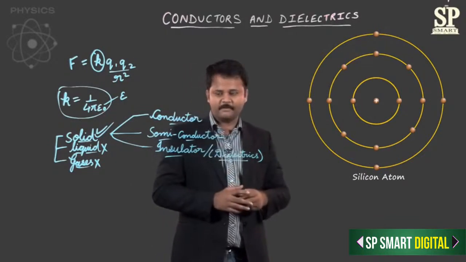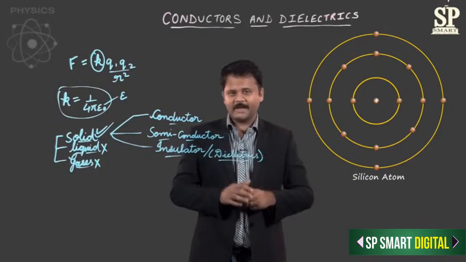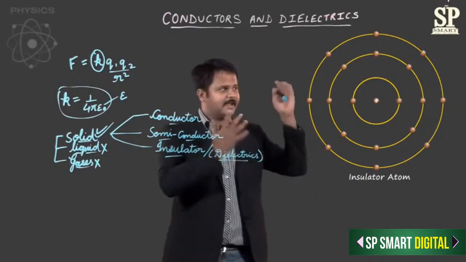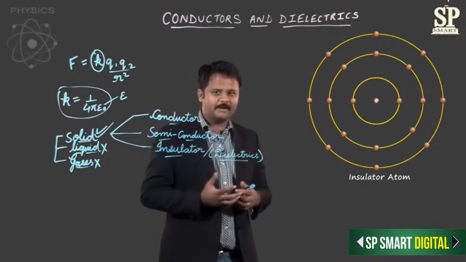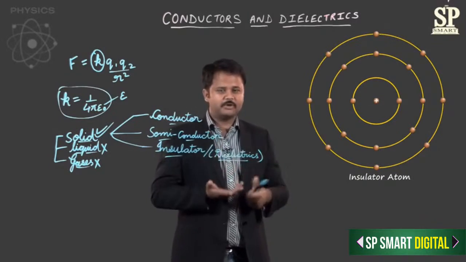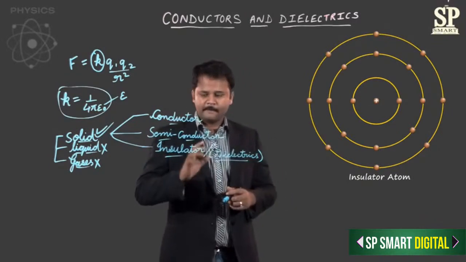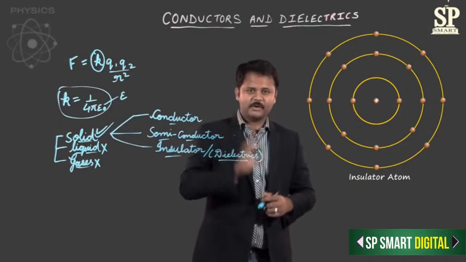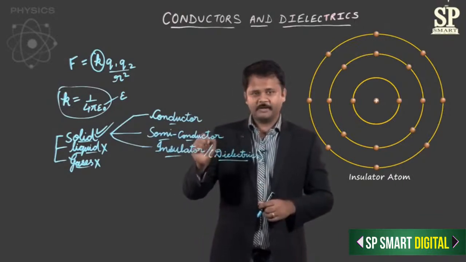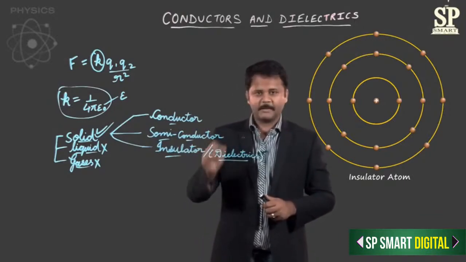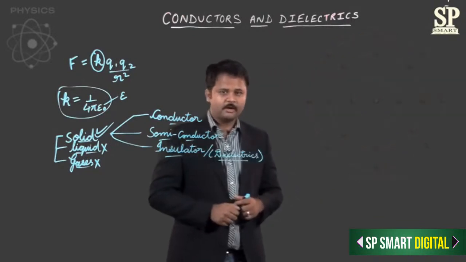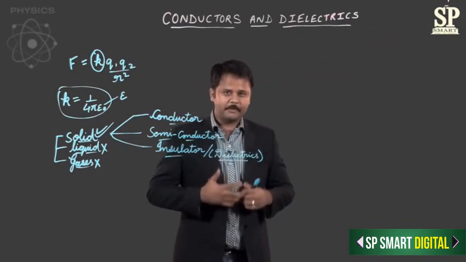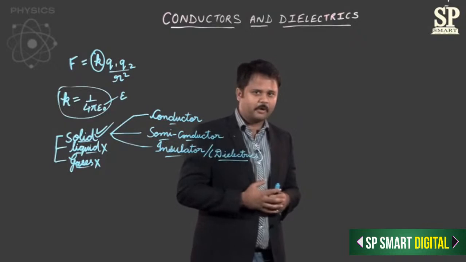Similarly, if you look at insulators, you will see that the electrons here are even more tightly held and they're almost not free to move. So this is how we can visualize the atoms of these individual types of materials, the conductor, the semiconductor, or the insulator. Let's see how these properties manifest in the macroscopic object.